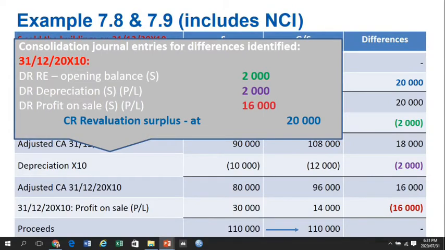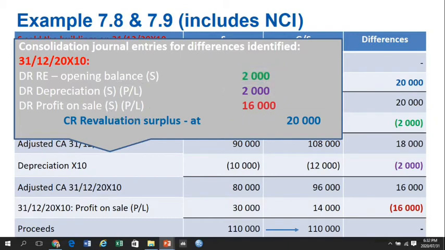If I had to calculate my non-controlling interest opening balance and profit attributable to NCI in an example like this, the 2,000 Rand would again have been adjusted against the opening retained earnings of S before I attribute to my NCI opening balance. And now I've written two journals to the profit and loss of S, which I would have to adjust against the profit of the subsidiary before I attribute to NCI.